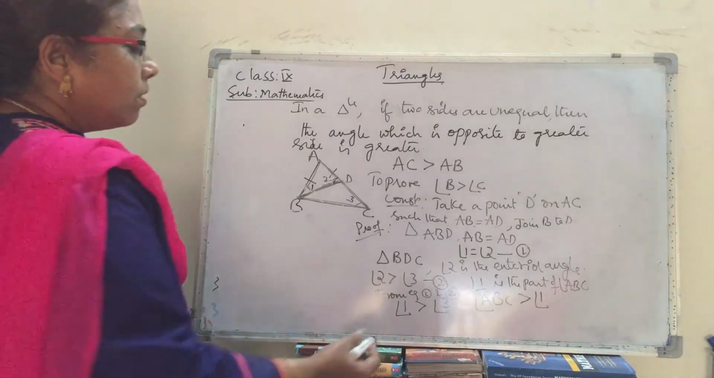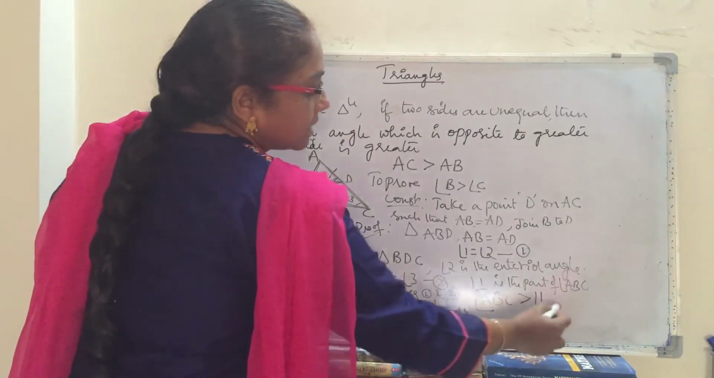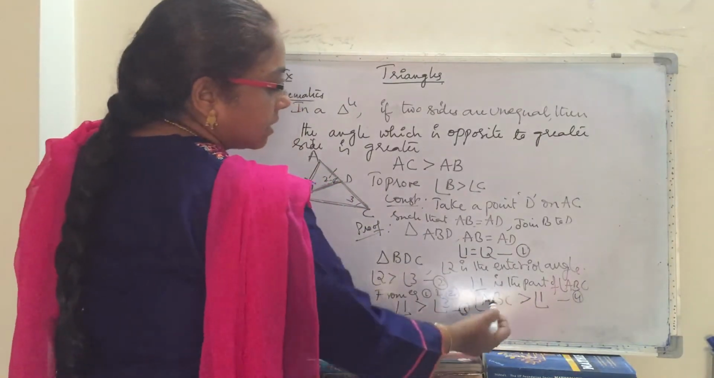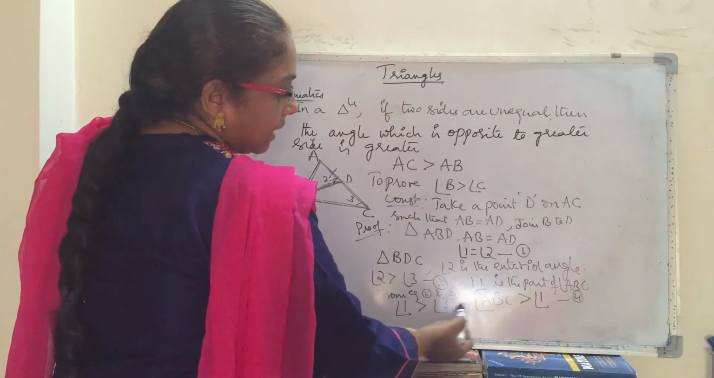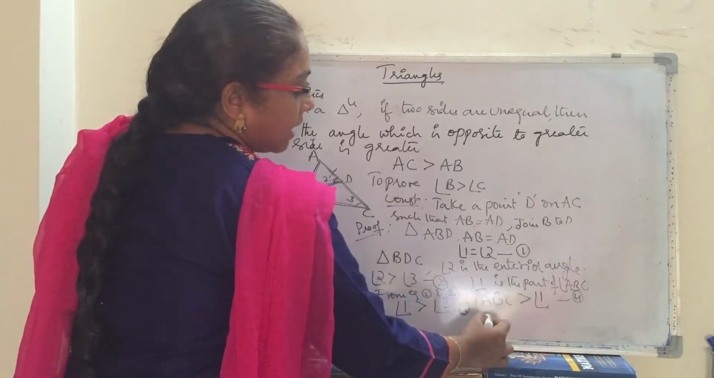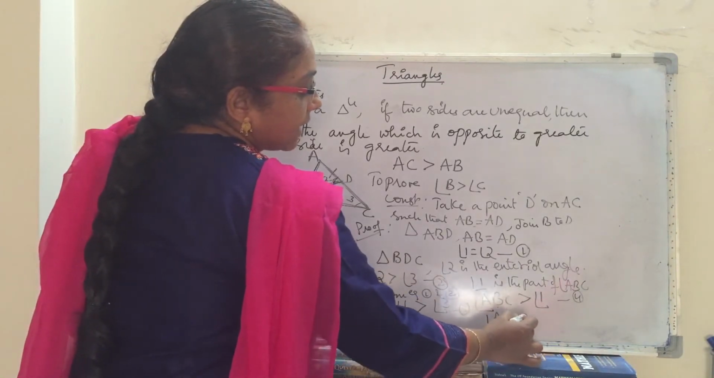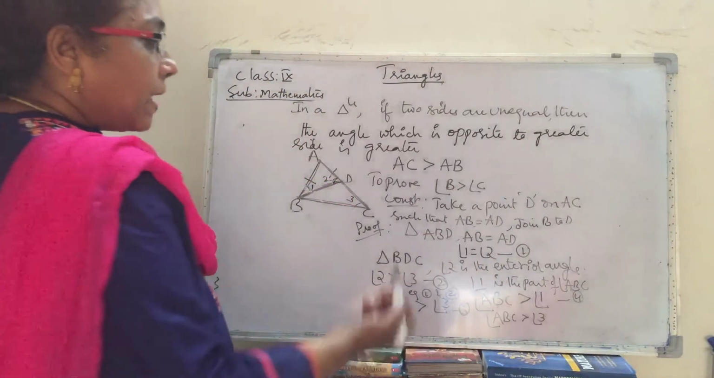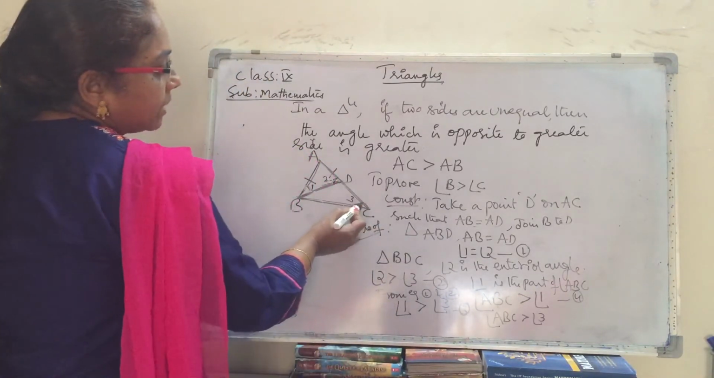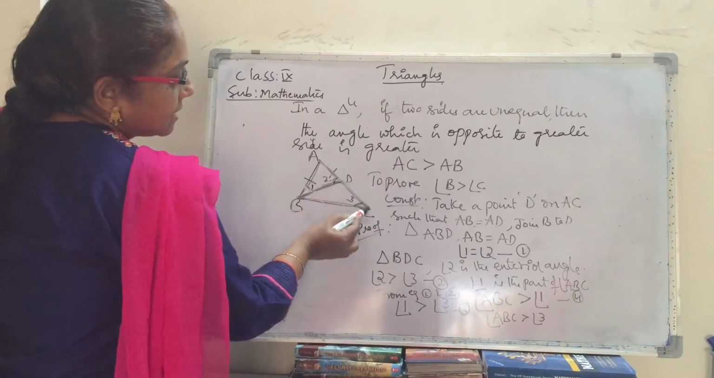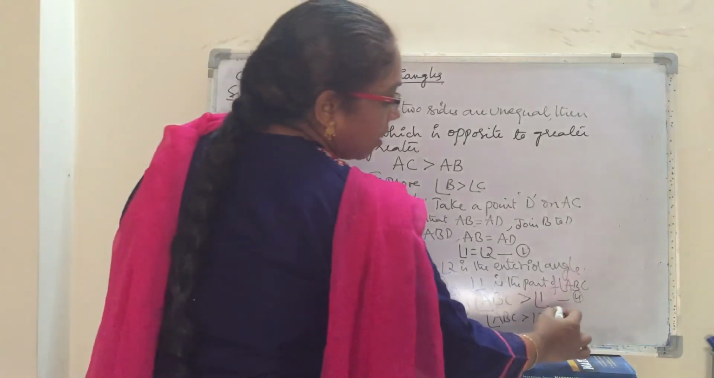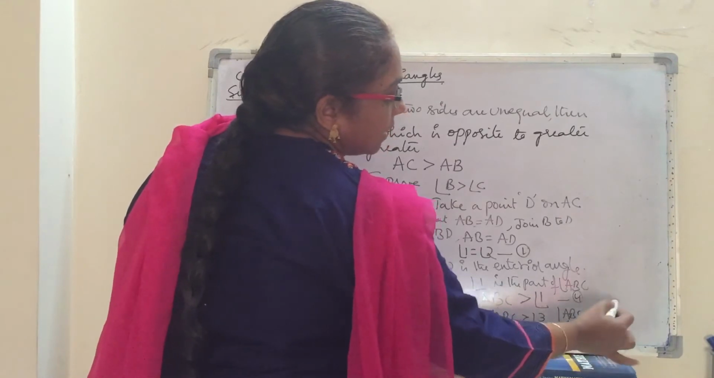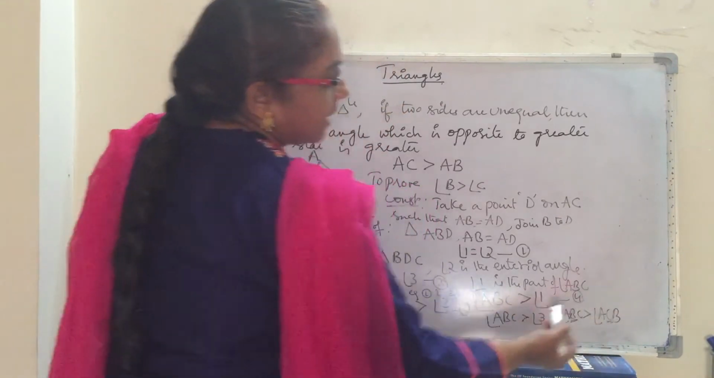Now, this one you put as equation 3 and this as equation 4. From 3 and 4, what can I write? Angle 1 is more than angle 3, and angle ABC is greater than angle 1. I can write angle ABC is greater than angle 3 also. But what is angle 3? I marked it as angle ACB. So angle ABC is greater than angle ACB. So it means angle B is greater than angle C.